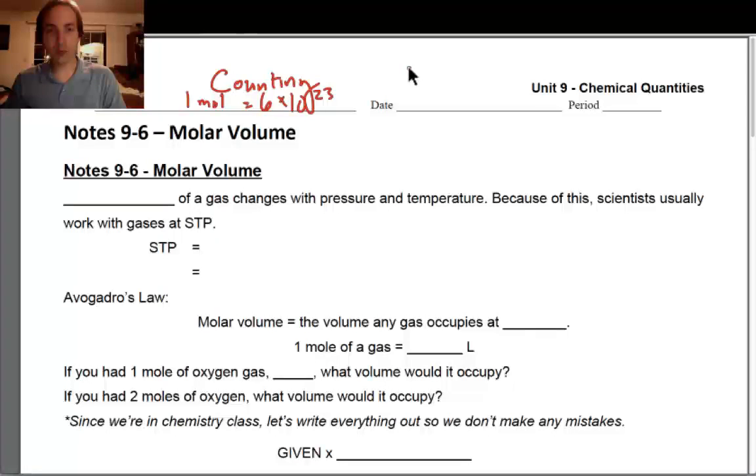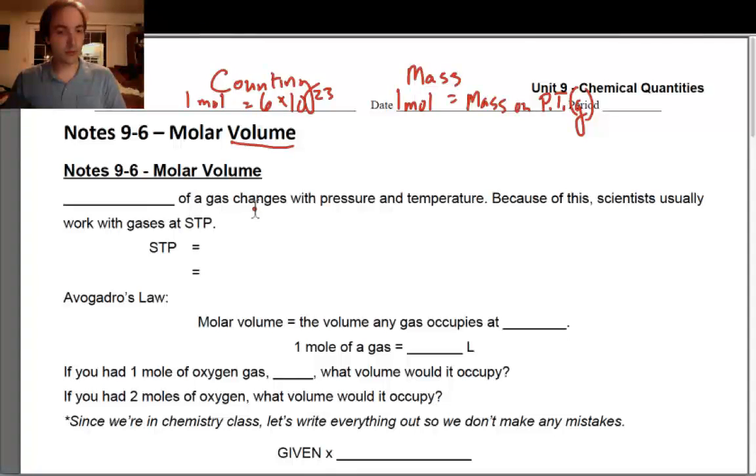And we've also talked about using moles for mass, to determine the mass of a certain amount of a particular compound or element. And for that, we've said that 1 mole is equal to the mass on the periodic table in grams, right? So these are the two ways that we've used moles so far. Now we're going to add a third way, and we're going to use it for volume. Volume is the amount of space that an object takes up, or in this case, gas takes up.